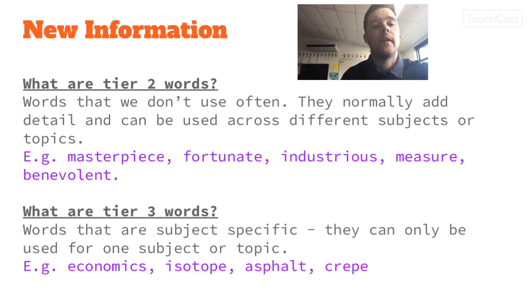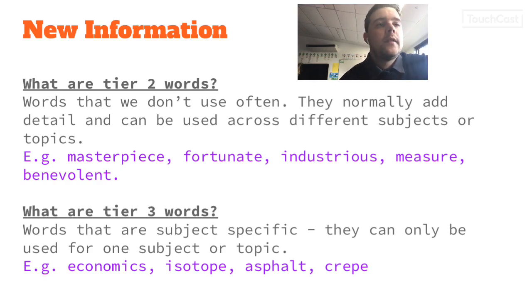Then we've got tier 3 words. So they're words that are subject specific. So they can only be used for one subject or topic. So things like scientific words are definitely tier 3 words. Those words that you came up with before, hopefully they're tier 3 words. Some other examples, economics. We can only use economics when we're talking about money. Isotope. We can only use isotope when we're talking about chemistry, I think. Asphalt. We use that when we're talking about construction or roads or surfaces. Crepe. We only use the word crepe if we're talking about food. So they are subject specific words.